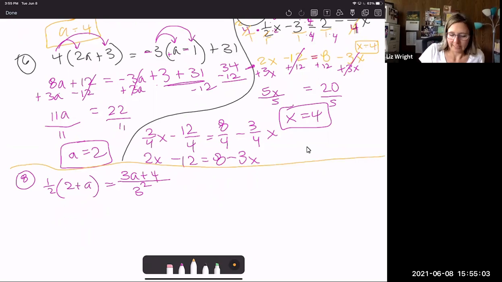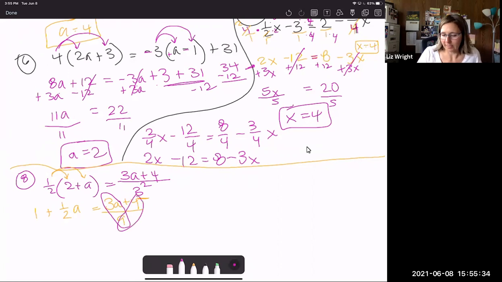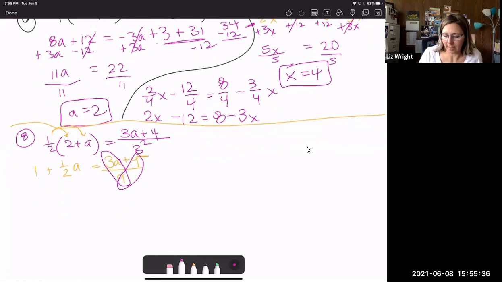Here we go. Let's distribute first. And then let's evaluate that 3 squared. So what's 1/2 of 2? 1 plus 1/2 a equals 3a plus 4 all over 9. Something I'm going to do here. What I'm going to choose to do is I'm going to split this into 3a over 9 plus 4/9. And I think that'll make it easier for you to see how we do this next step.